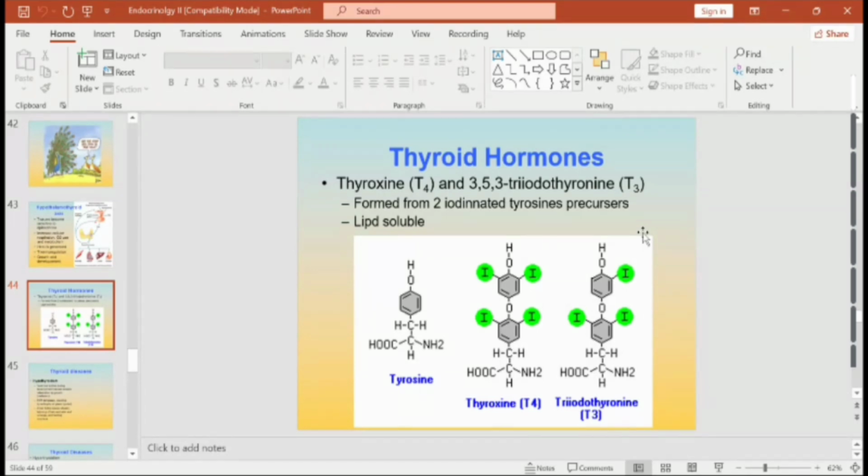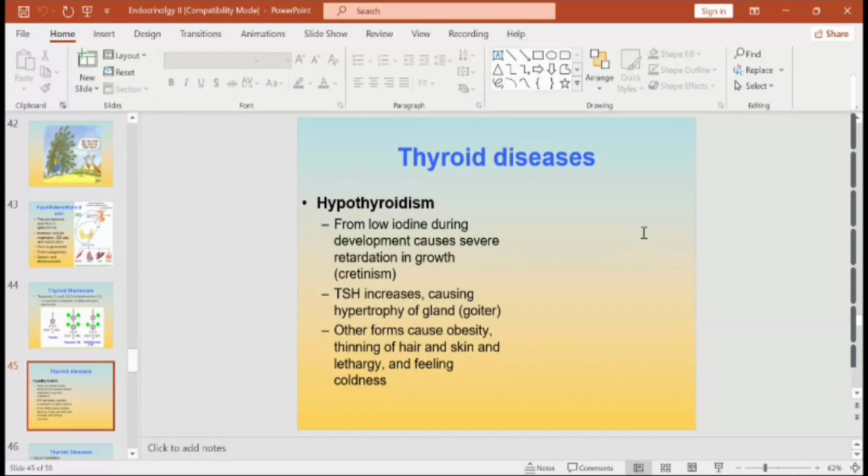So diagrammatically, that is how it appears. And we can have an abnormality associated with the thyroid gland, which can occur because we either have an excess of it or we have too little of it. One example is what we call hypothyroidism, associated with a lower level of thyroid hormone.